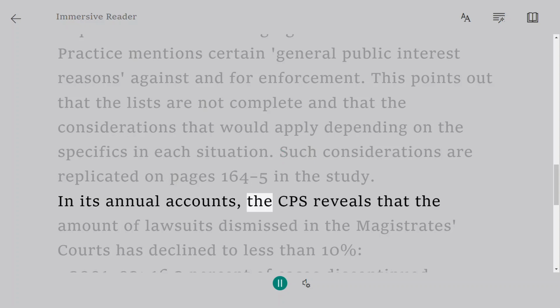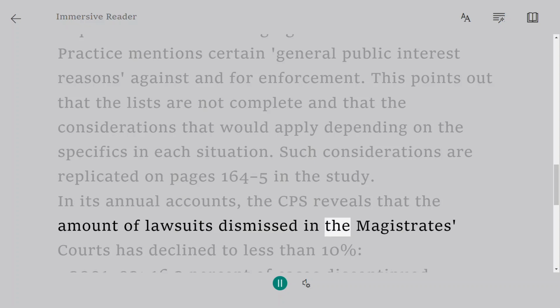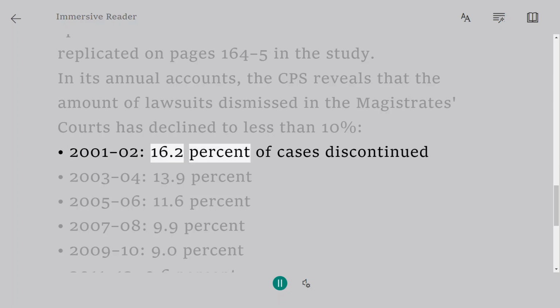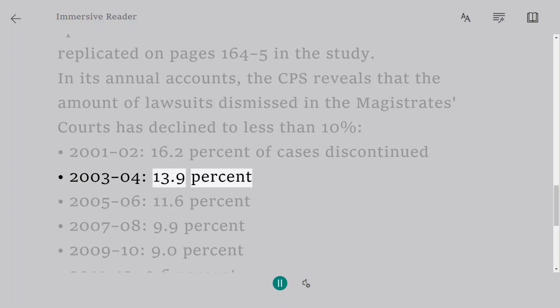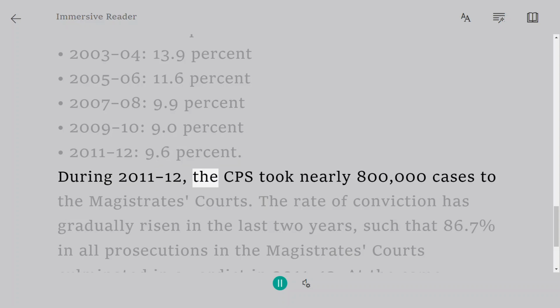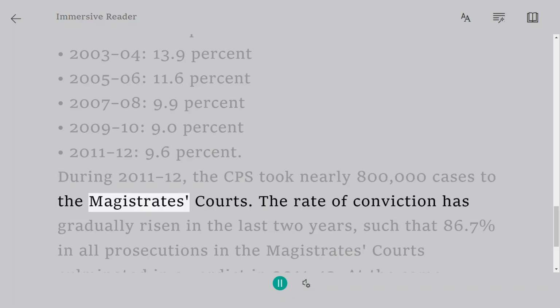In its annual accounts, the CPS reveals that the amount of lawsuits dismissed in the magistrates' courts has declined to less than 10%. 2001 to 02, 16.2% of cases discontinued. 2003 to 04, 13.9%. 2005 to 06, 11.6%. 2007 to 08, 9.9%. 2009 to 10, 9%. 2011 to 12, 9.6%.